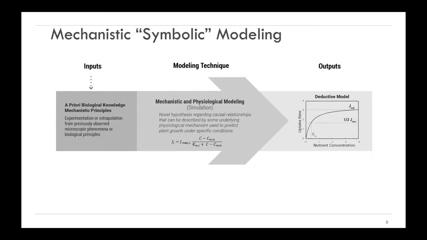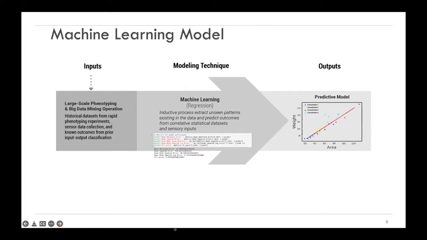And over the last several years, mechanistic modeling in the plant world has largely been superseded by machine learning models. We have an abundance of data, or at least the promise of an abundance of data in the plant world. We can talk about that later. It's a little sparser than in things like consumer behavior and things like that.